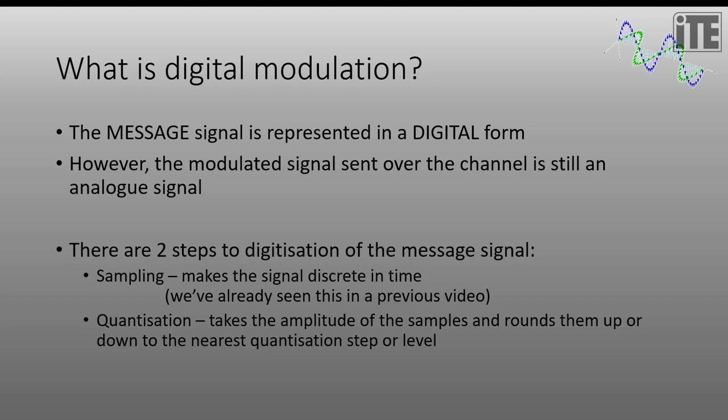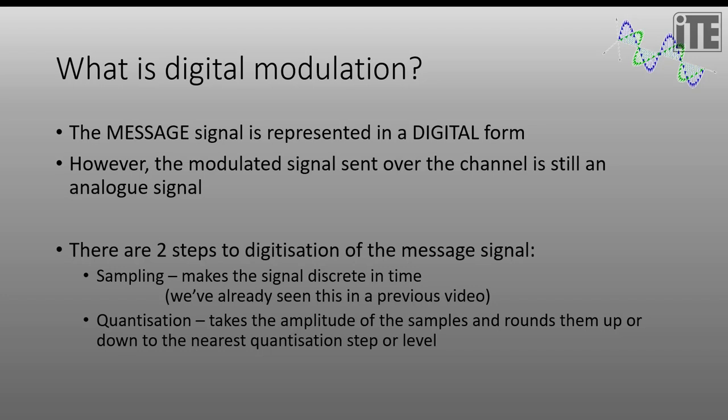So there are two steps to the digitization of message signals. The first one we've already seen in the previous video on pulse analog modulation, and that is sampling. It makes the signal discrete in time. Remember, we had the Nyquist sampling criterion, fs greater than or equal to 2B. So sampling makes the signal discrete in time.